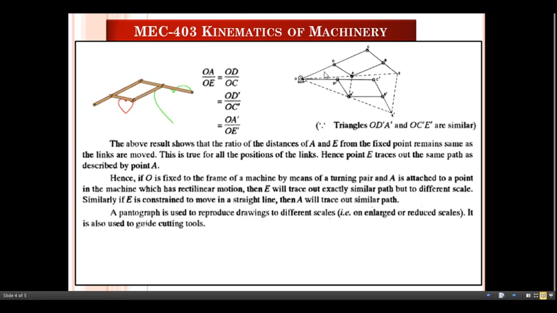So the pantograph is used to reproduce drawings to a different scale, that is, on an enlarged or reduced scale. It is also used to guide the cutting tools.